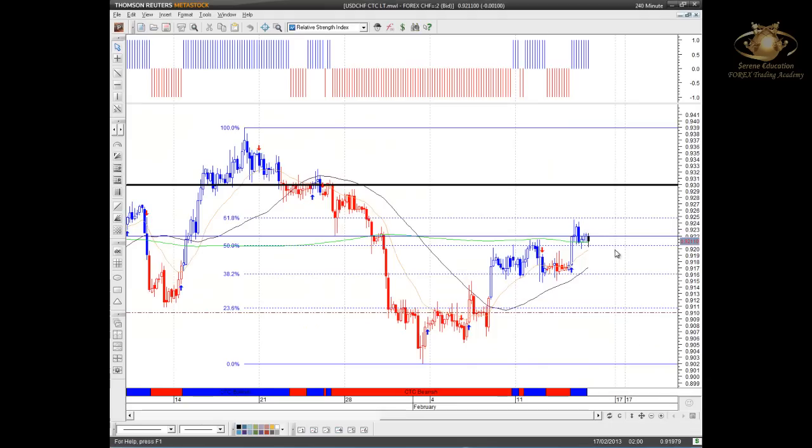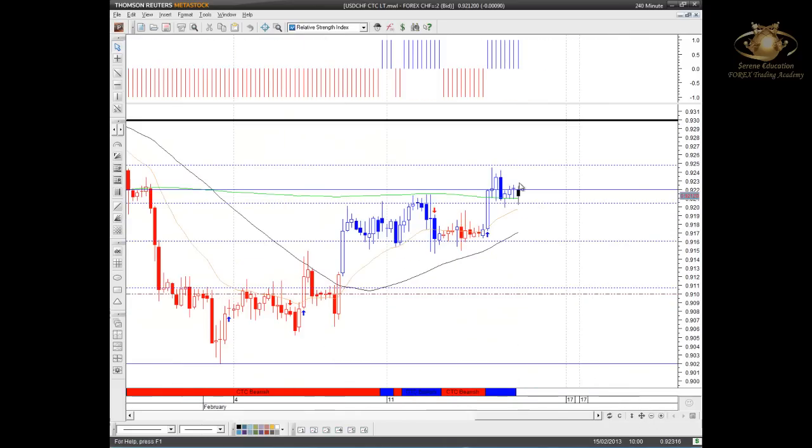You can see on my 4 hour now, I'm getting that support. It needs to maintain above 920. You can see the break above it. So now all I'm looking for is a nice bullish engulfing candle here, which will tell me that price is still looking favorable to the upside. Swing high, swing high, swing high, swing high. So price is really moving to the upside on my 4 hour.